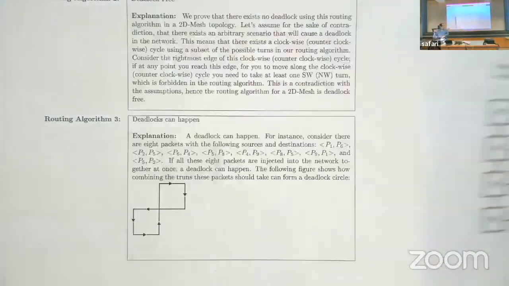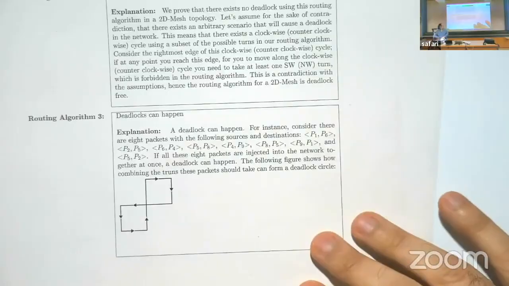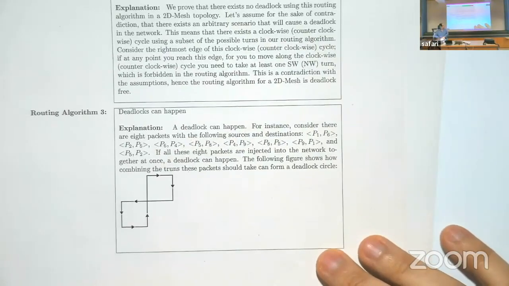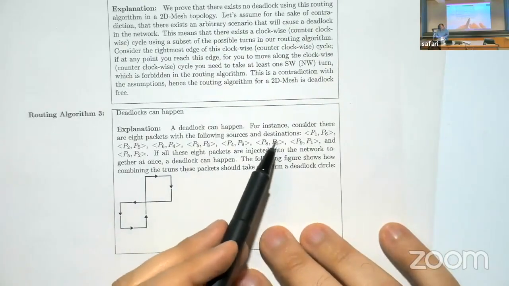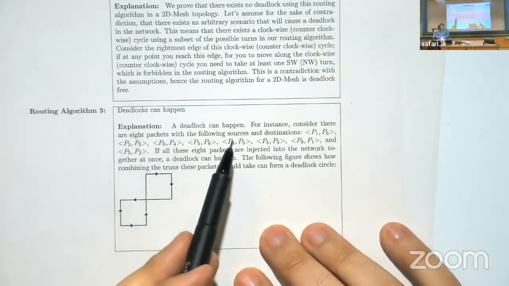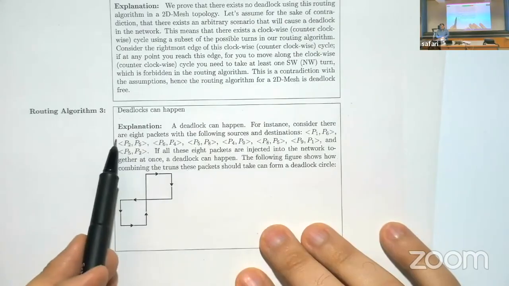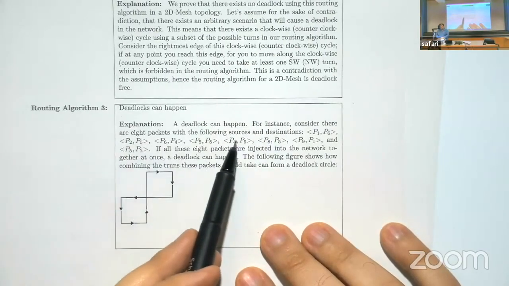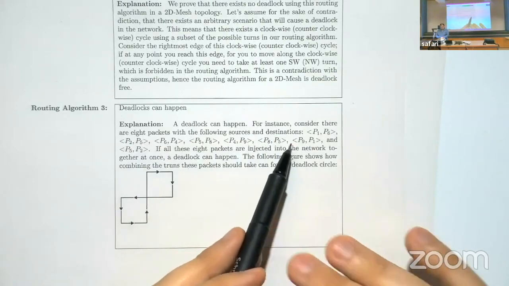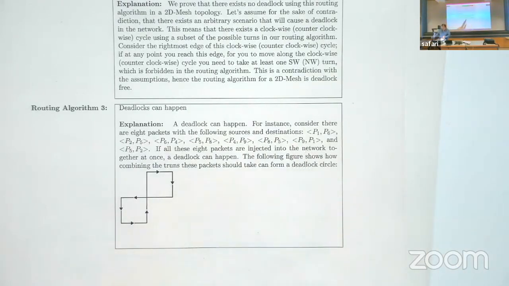For routing algorithm 3, that was also the hardest part, I would say. The deadlock can happen. So here I'm providing an example that there are 8 packets with the following sources and destinations. P1 is sending to P6.